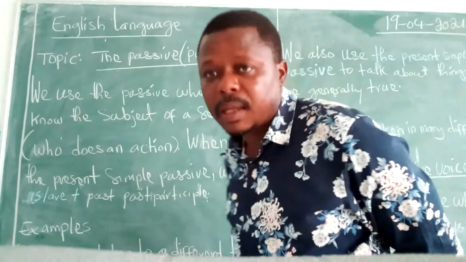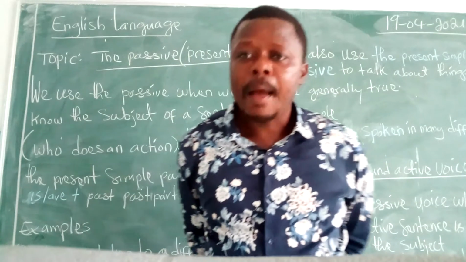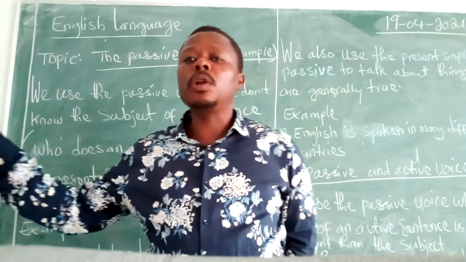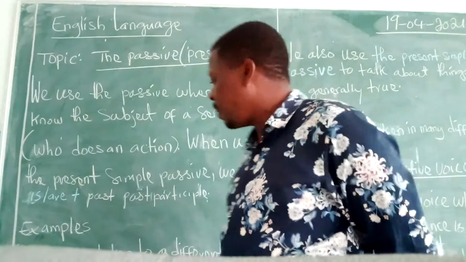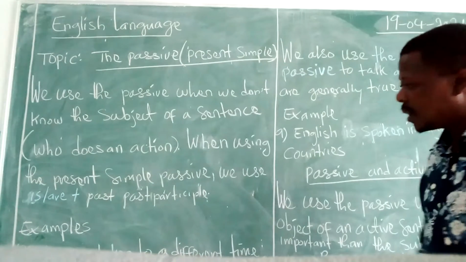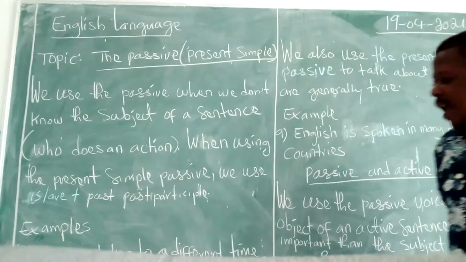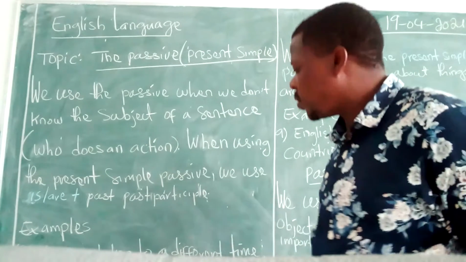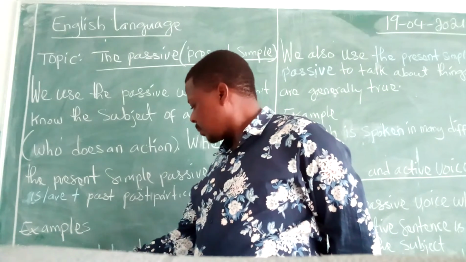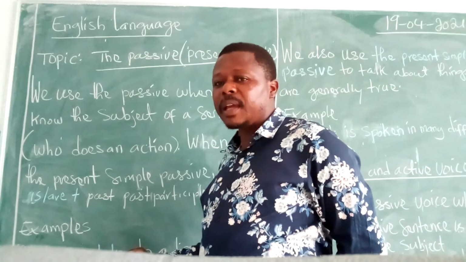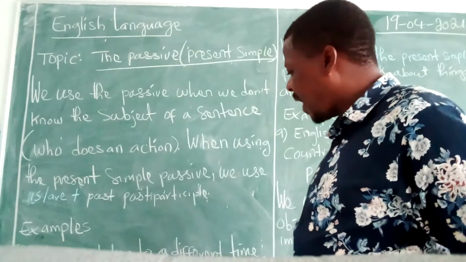And what is the technique? We use the verb is or are plus the past participle of a verb. Let us take the first example. You are taken to a different time. You can see are. The verb to take is in the past participle, taken to a different time.